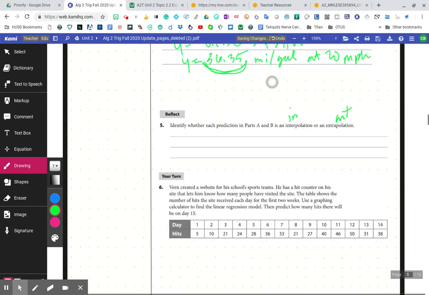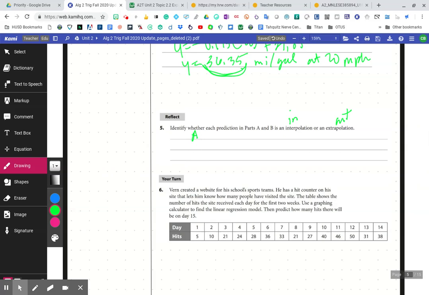So we would say that A was an interpolation and B was an extrapolation. You might want to write the note that that's because this was inside the data and this one is outside the data set.